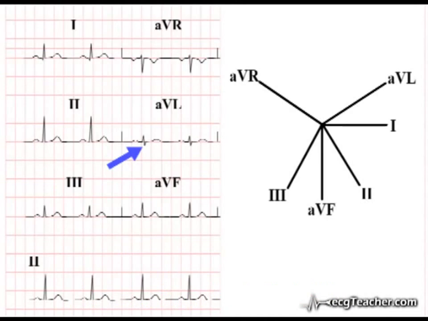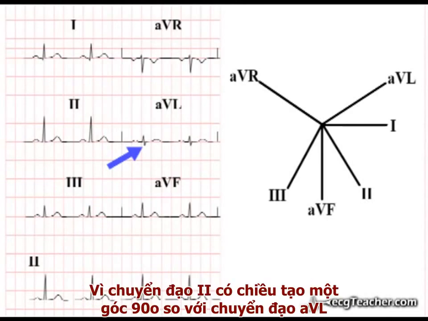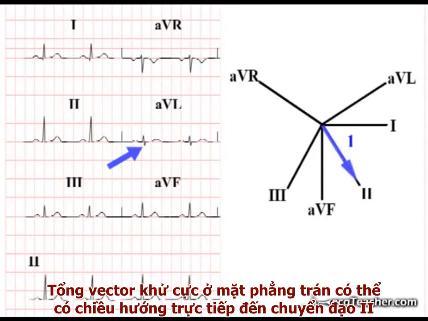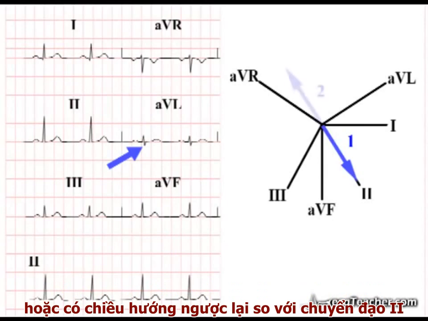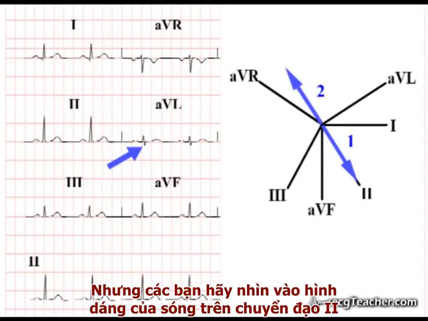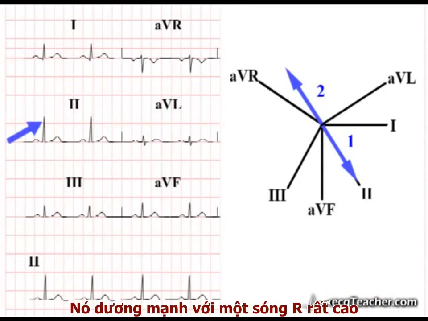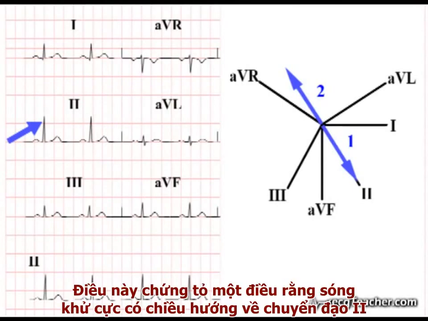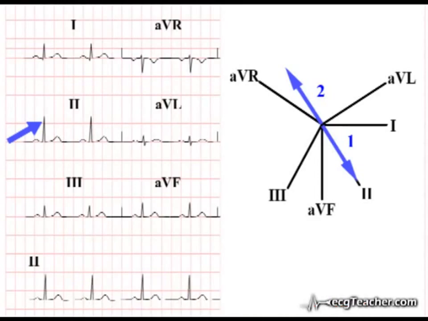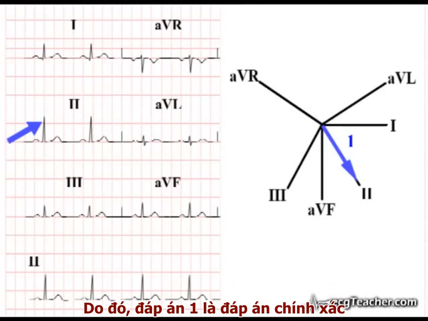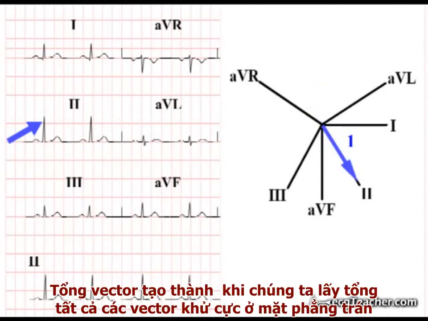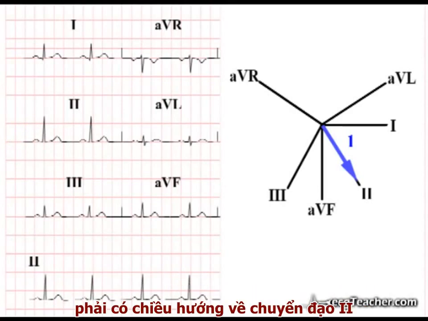This gives us two possibilities. As lead 2 lies at 90 degrees relative to AVL, the total frontal vector may be traveling towards lead 2 or traveling directly away from it. But look at the morphology of the QRS complex in lead 2. It is strongly positive, with a tall R wave indicating that depolarizing forces are in the main traveling within 90 degrees of this lead. Therefore, option 1 must be correct. The total vector generated when we add together all frontal depolarization vectors must be traveling towards lead 2.